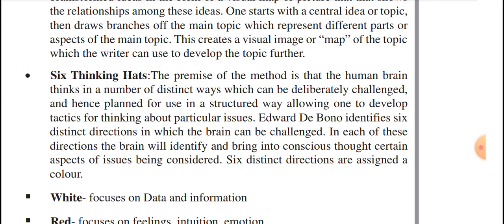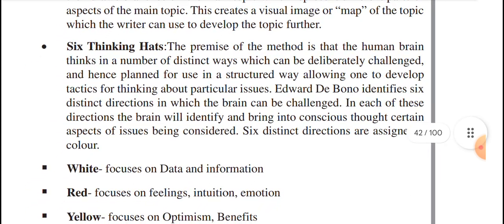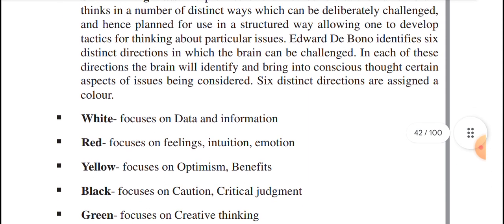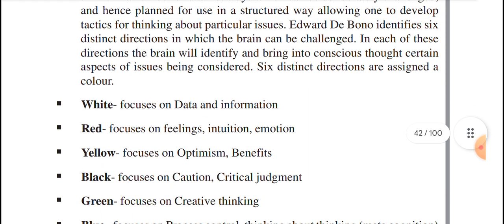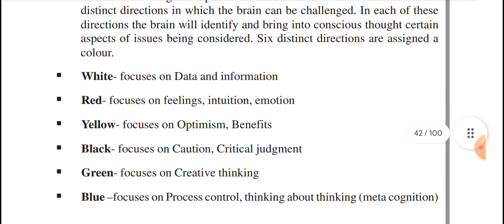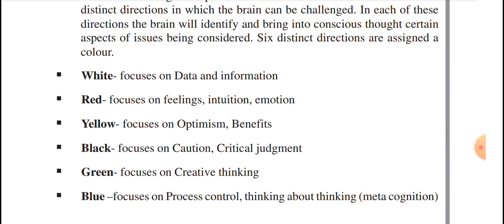Six distinct directions are assigned a color. White focuses on data and information. Red focuses on feelings, intuition, emotion. Yellow focuses on optimism, benefits. Black focuses on caution, critical judgment. Green focuses on creative thinking. Blue focuses on process control, thinking about thinking, metacognition.